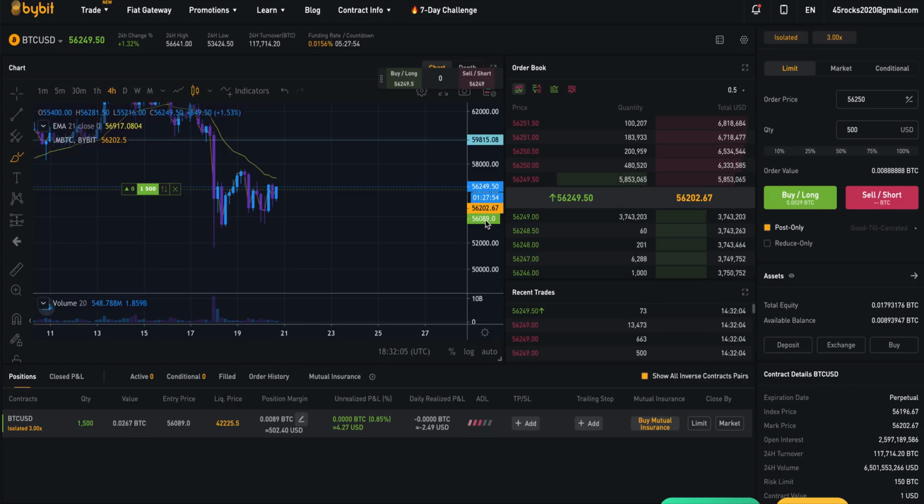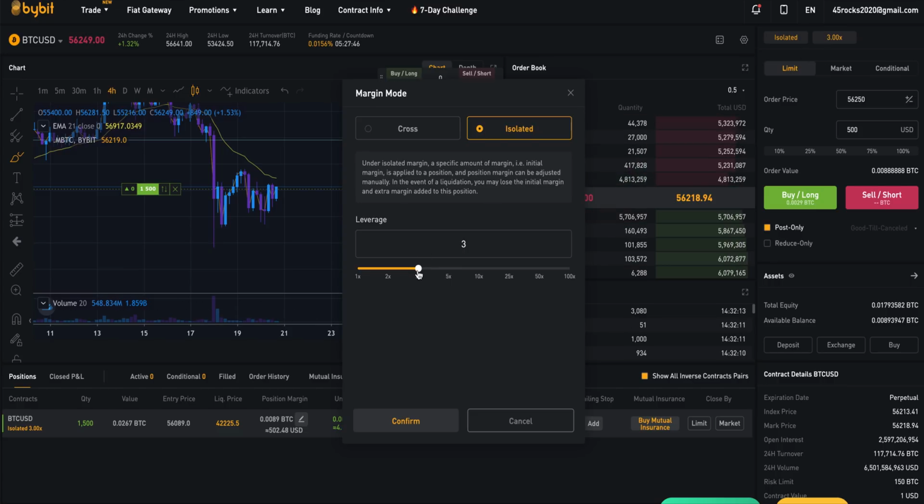And that brings me to another point, which is liquidation. If you are trading with leverage, you will have a liquidation price. So let's say you are using 10x leverage.